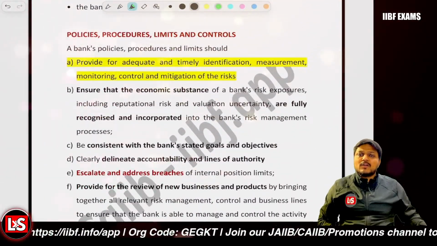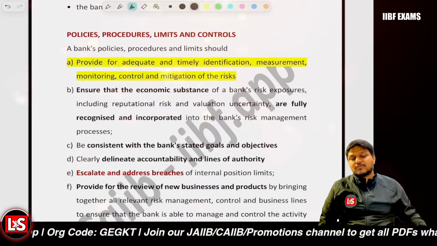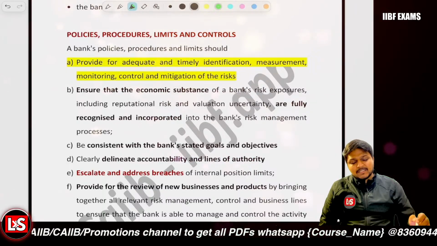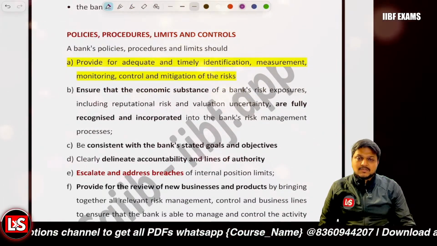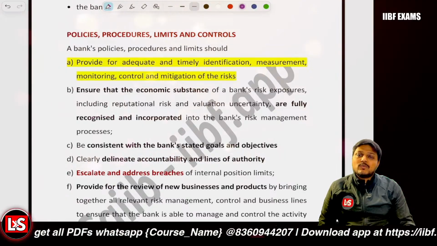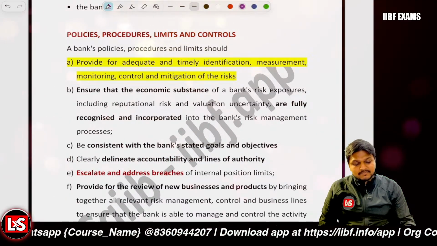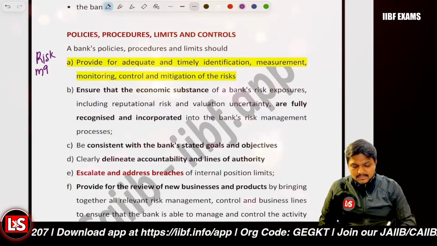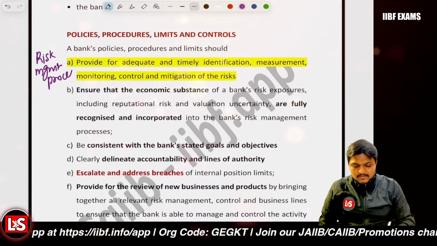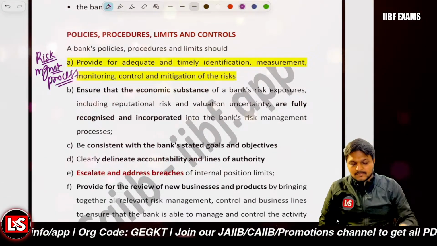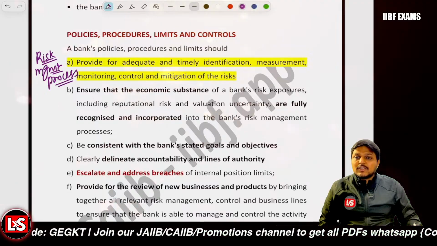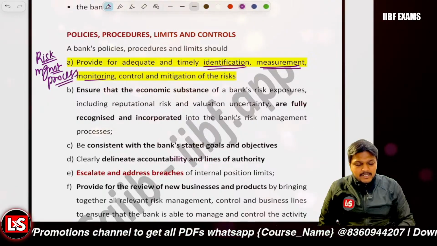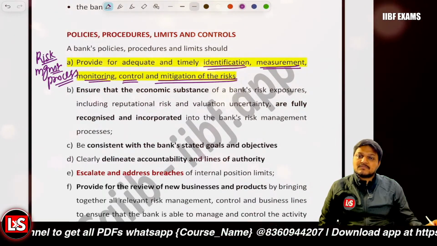Then after that, it's about the policies, procedures, limits, and controls. So the bank's framework related to risk management, that must be ensuring what? First of all, it's about the risk management process. Right? So there should be timely identification, quantification, monitoring, control, and mitigation of the risks. That's required.